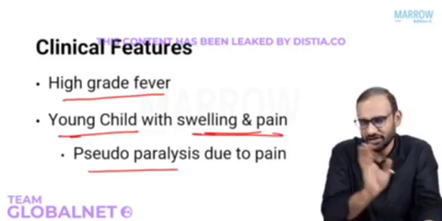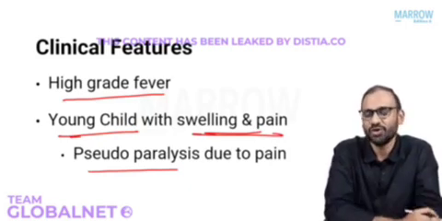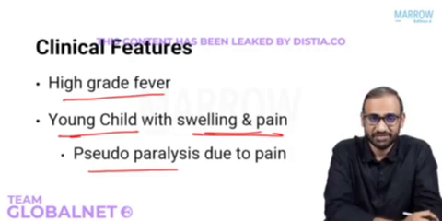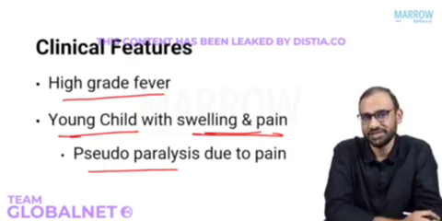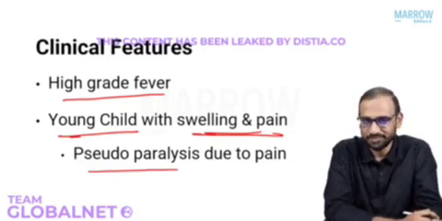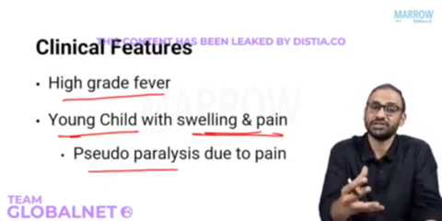There are many conditions that cause pseudo-paralysis, where the baby doesn't want to move the limb because it will cause him pain. Septic arthritis is one. Osteomyelitis is another. Vitamin C deficiency, scurvy, is another. There are subperiosteal hemorrhages, which cause pain. So there are many causes. One of them is osteomyelitis. So that is the clinical presentation of osteomyelitis.